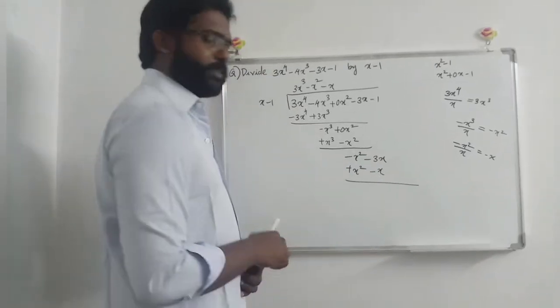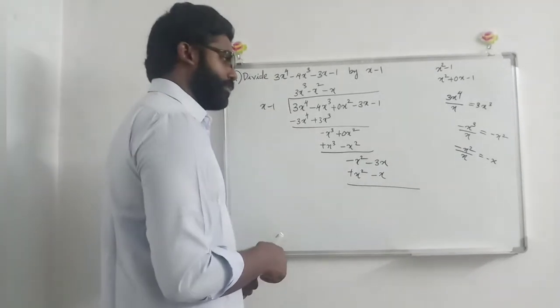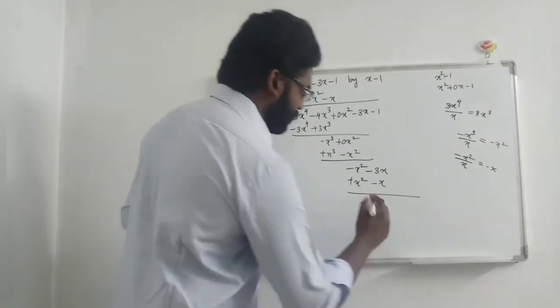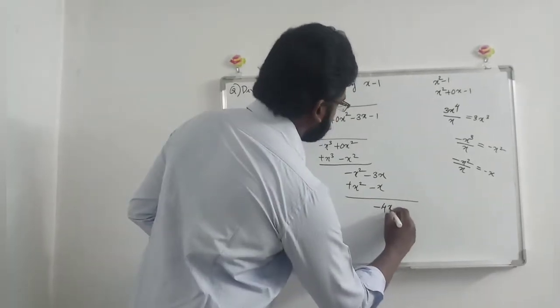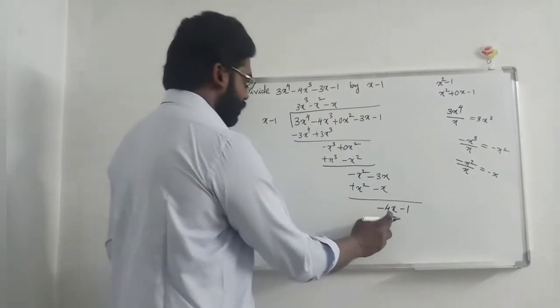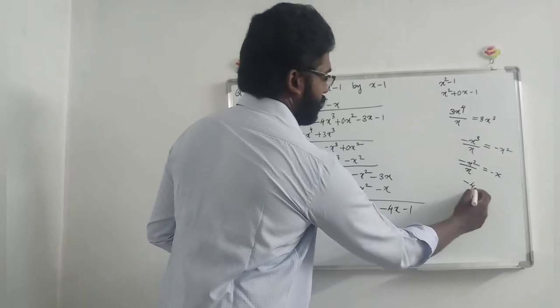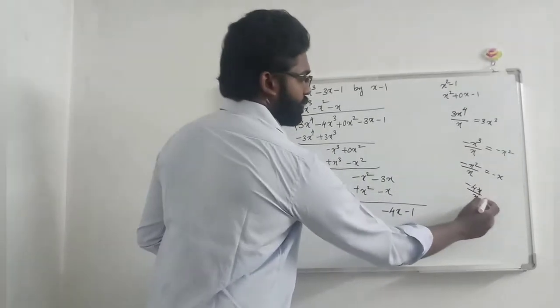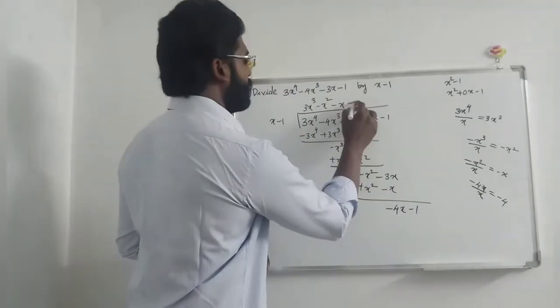Minus 3x and minus both are minus. Negative plus negative, negative. Minus 4x minus 1. Then both are linear, so minus 4x divided by x. X cancelled, minus 4.